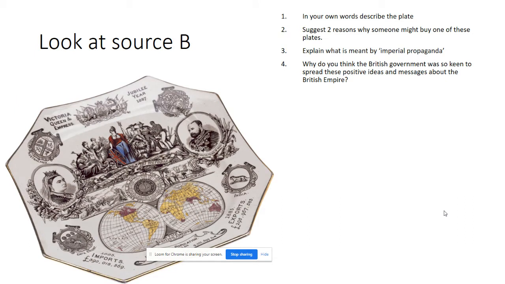We didn't look at source B, however. So what I'd like you to do on your Microsoft Word document is answer these 4 questions. Okay, we've got a plate here, which you can see was made for the Jubilee.